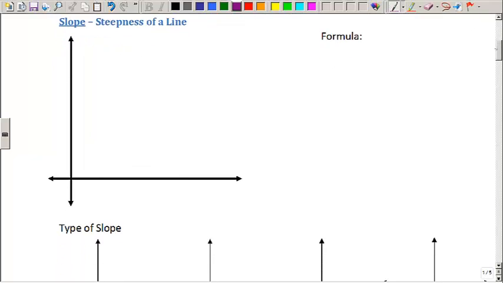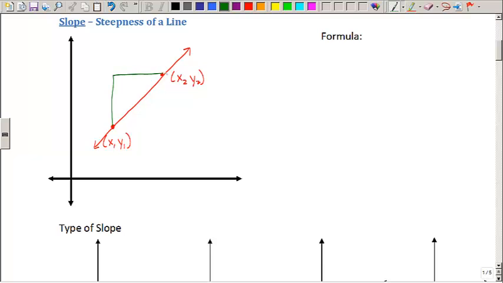Next, I'd like to talk about the steepness of a line. Put 2 points on this xy plane here. We'll call them x1, y1, and x2, y2. And we'll explore a little bit about the line that's connecting them. Okay, this line looks like it's going up and to the right, but more specifically, I'd like to know how steep this line is. I'd like to create a triangle here.